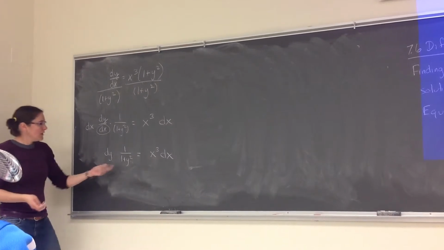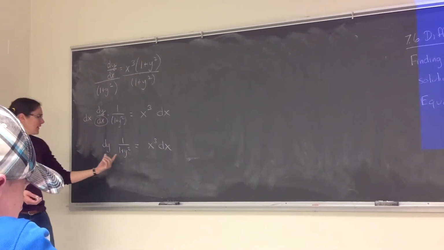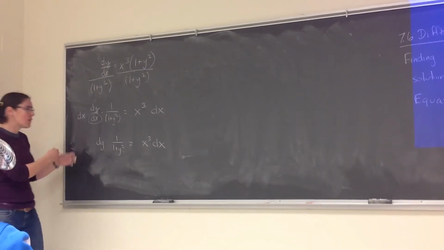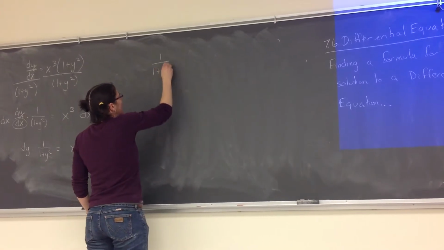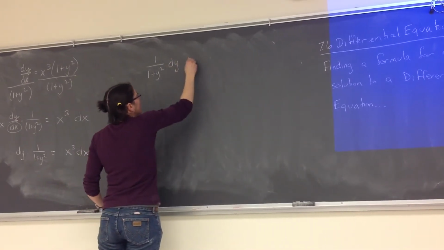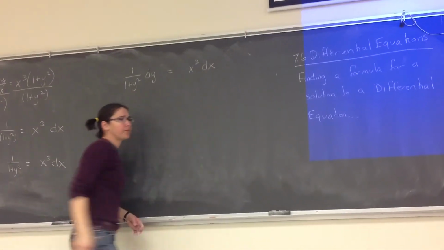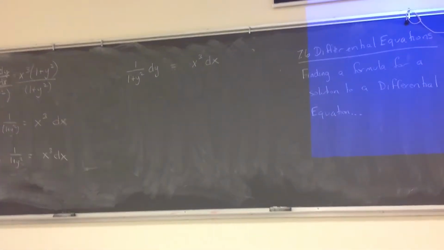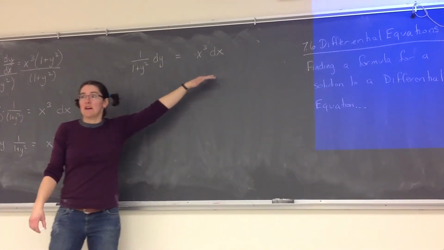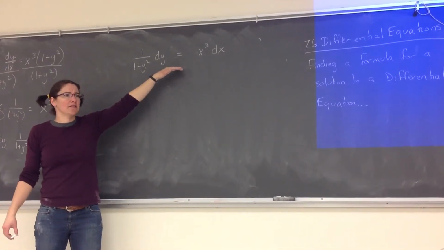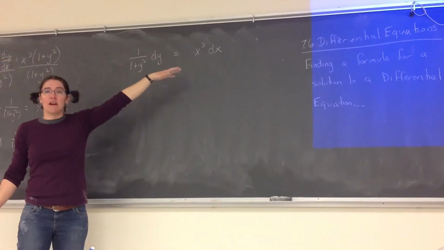Okay, so the right-hand side kind of looks like something that we're familiar with. The left-hand side is a little mixed up, so I'm going to reorder over here on the left-hand side so that I have 1 over 1 plus y squared dy is equal to x cubed dx. And when I look at this equation, it looks like there's something missing out of this equation. What looks like it's missing? Yeah, an integral sign. So let's go ahead and integrate both sides of this equation.